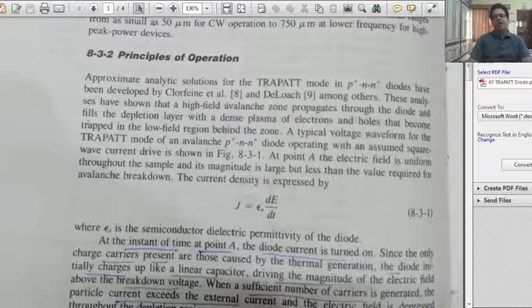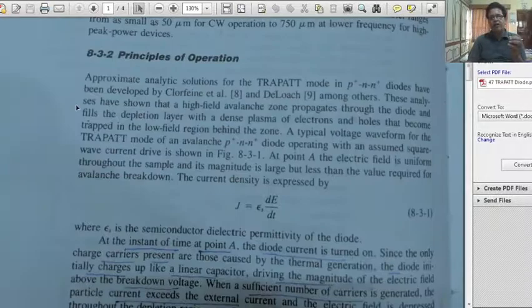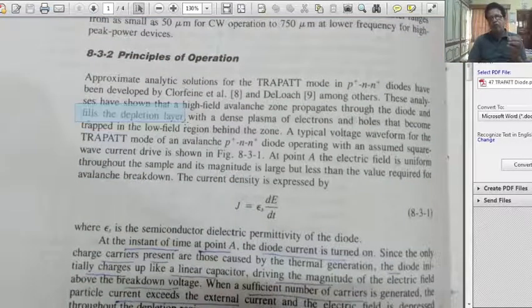The high field avalanche zone propagates through the diode and fills the depletion layer with a dense plasma of electrons and holes that become trapped in the low field region behind the zone.